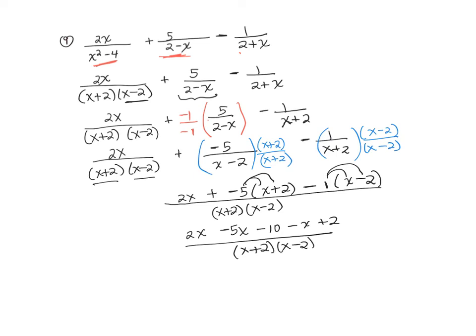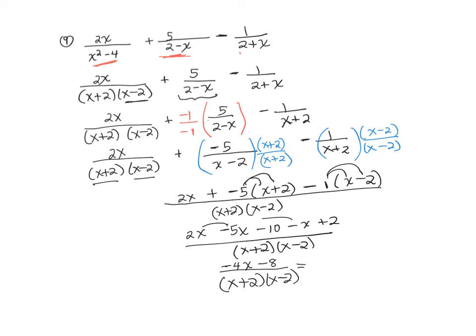Now when we combine like terms here, we get negative 4x, because here we get a negative 3x minus x. So we get a negative 4x minus 8 over x plus 2 times x minus 2.